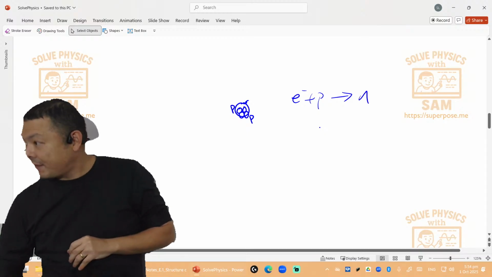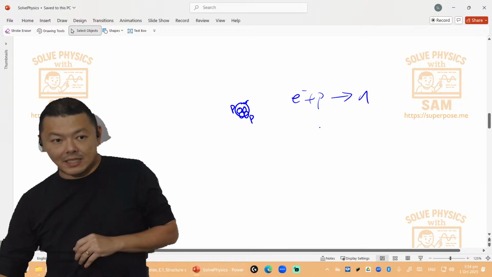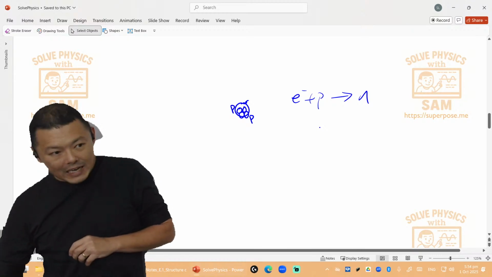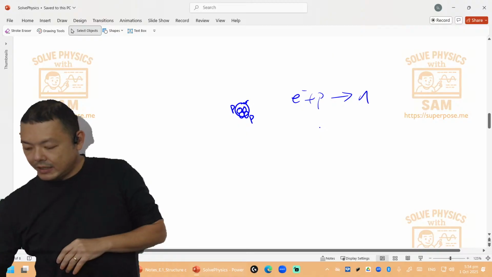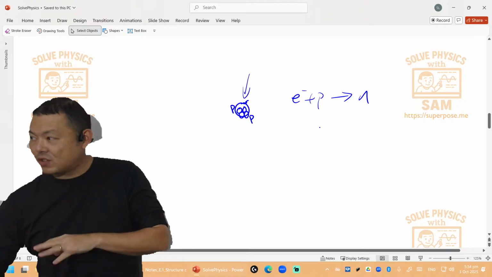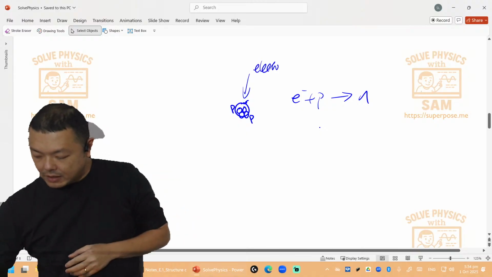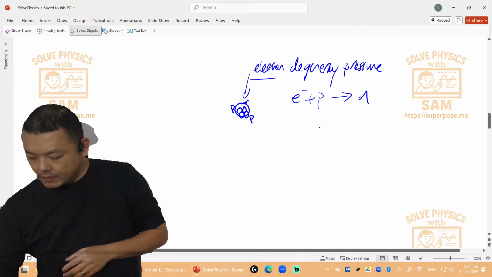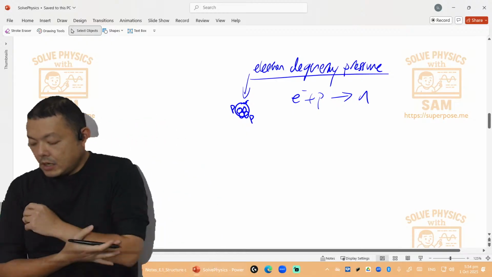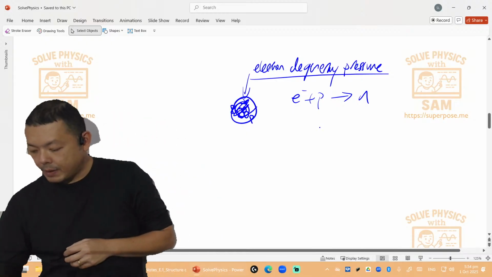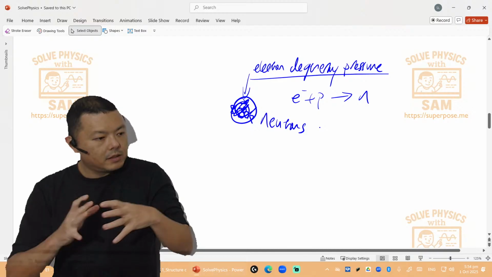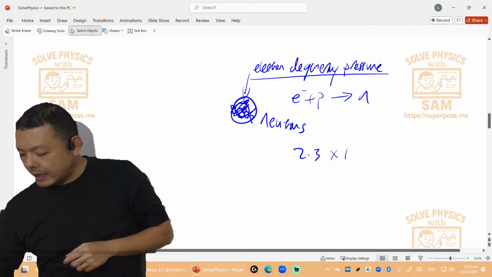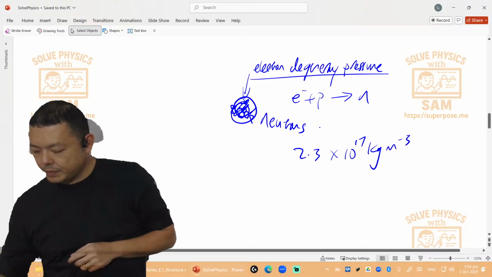So what you're left with in a neutron star is such a high gravity that all the atoms are being crushed. It has gone past what we call the electron degeneracy pressure. Gravity is stronger, and has gone past the electron degeneracy pressure. And therefore, it becomes one whole big ball of neutrons. No charge. Super dense. Density is 2.3 times 10 to the power 17 kg per meter cube.